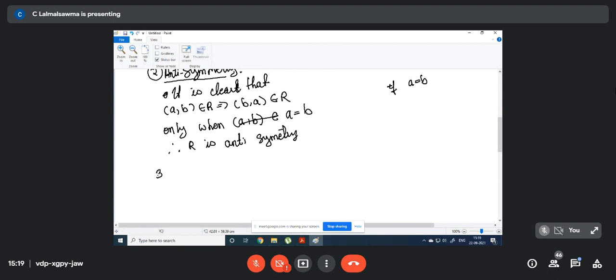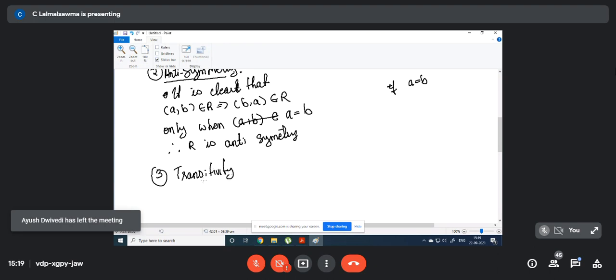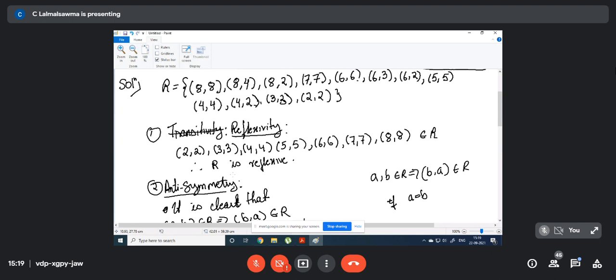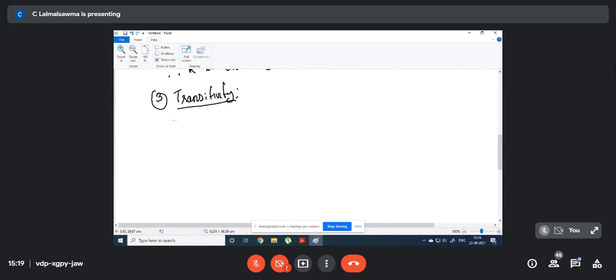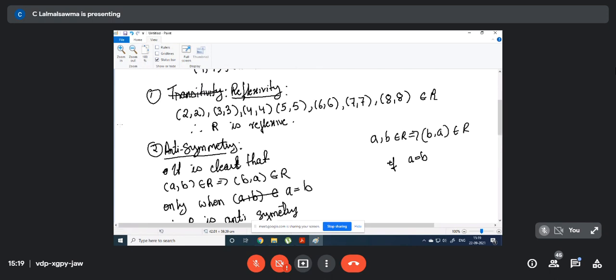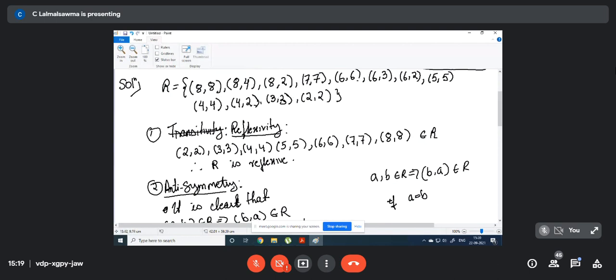Now let's take transitivity. We can start with the first one here, (8, 8). (8, 8) belongs to R. In the transitivity condition, (a, b) belongs to R and (b, c) belongs to R, so the last term of the first pair and the first term of the second pair have to be equal. So let's take another element which starts with 8, which means that for the second pair we can take any one.